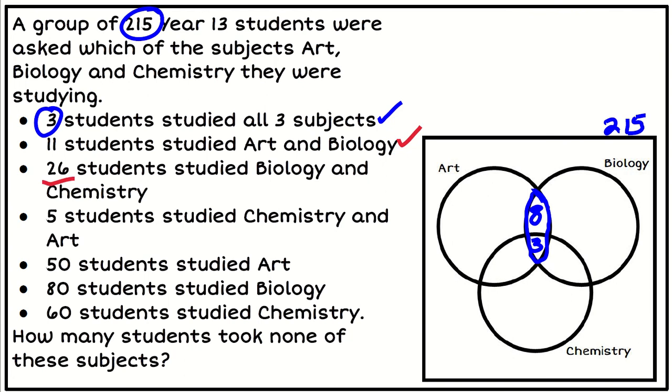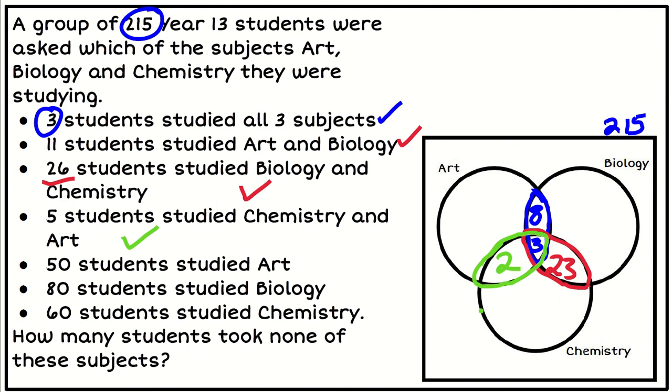Next one, 26 students do bio and chemistry. So that's this section here has to be 26. So if I've got 3 in one part of it, this part here must be 23. So done that. I'm just going to switch colour again. Then I've got 5 students doing chemistry and art. So chemistry and art, that is this piece here. So that whole piece there has to be 5. So if I've got 3 in one part of it, then this part of it must be 2.